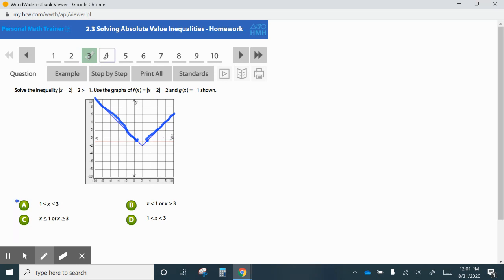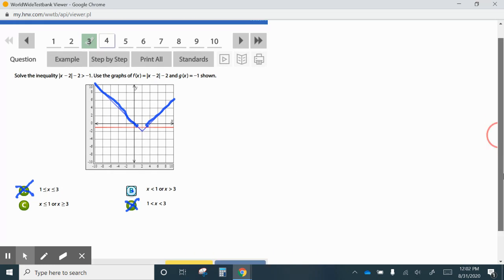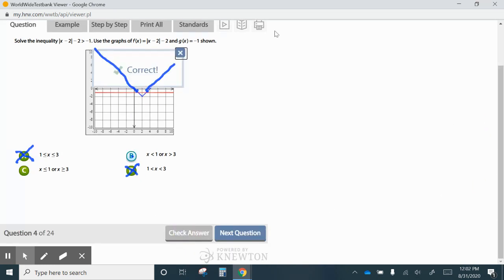Now this is an or statement because it's this left side or this right side. So we know it's not between, so it's not A, and it's not D. Now we need to find the value. It looks like x is less than 1, or x is greater than 3, so the answer is B. Okay, let's check the answer. Correct.